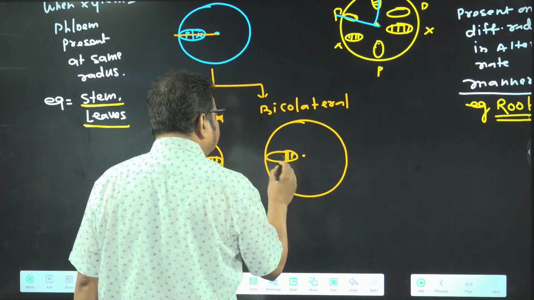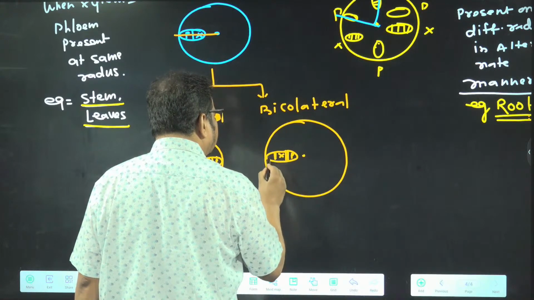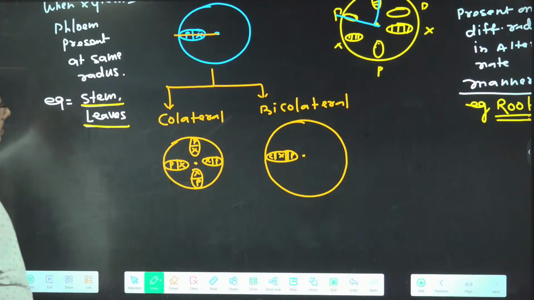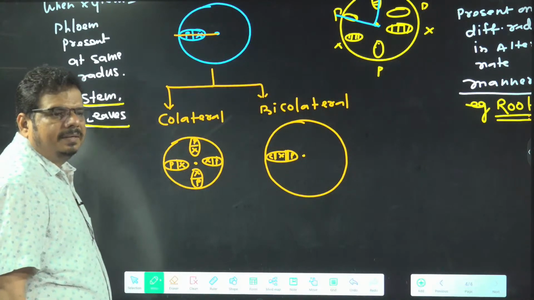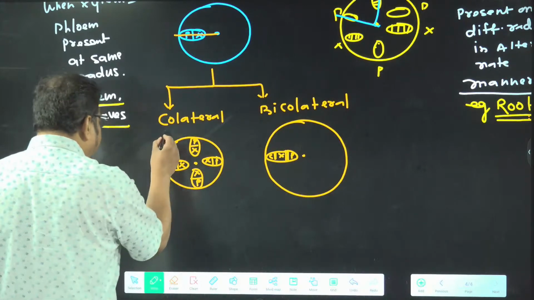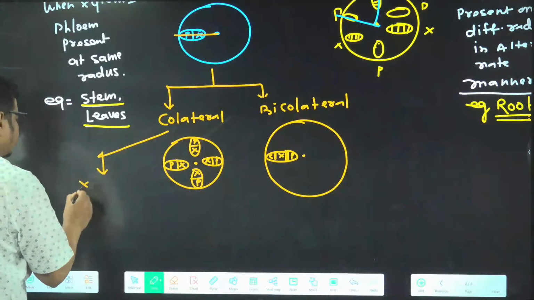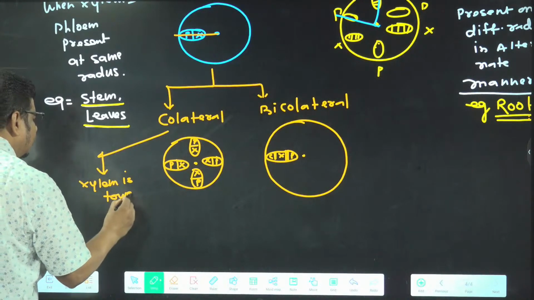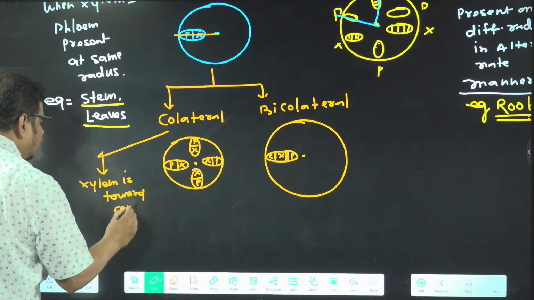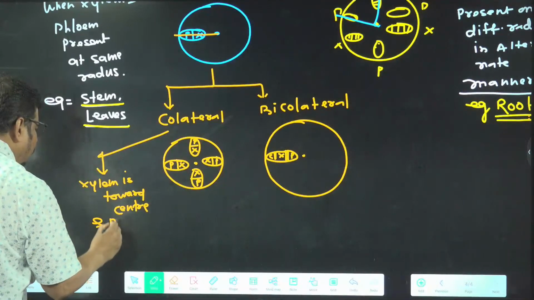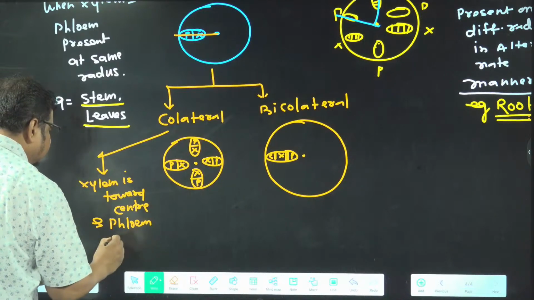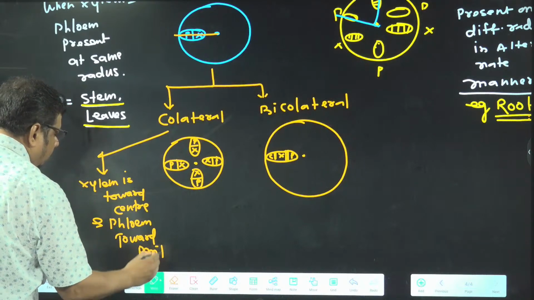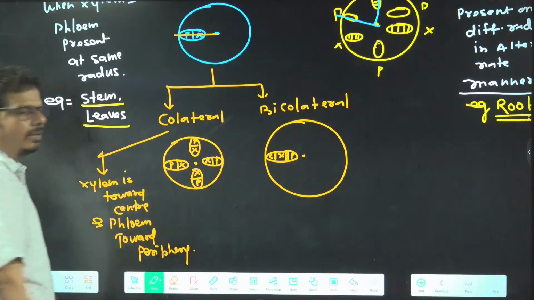Cambium, phloem, xylem, cambium. So what are you finding in collateral and bicollateral? Tell me. In collateral, you are finding that xylem is towards the center and phloem is toward the periphery. Getting the idea or not?